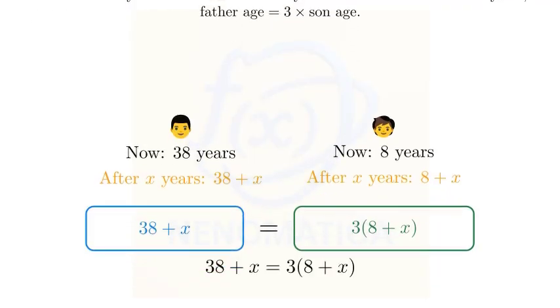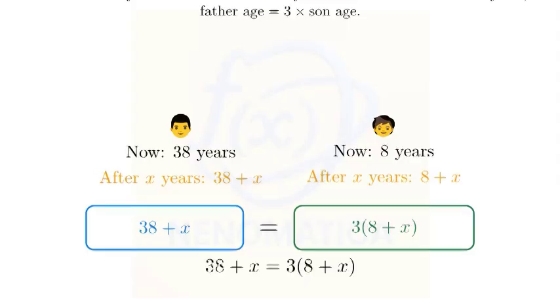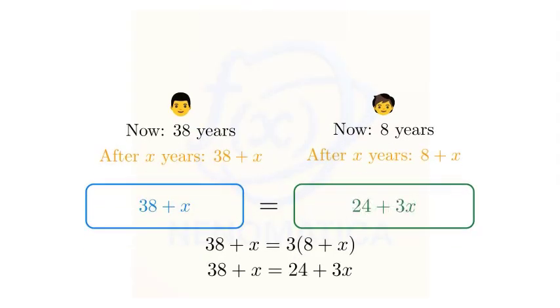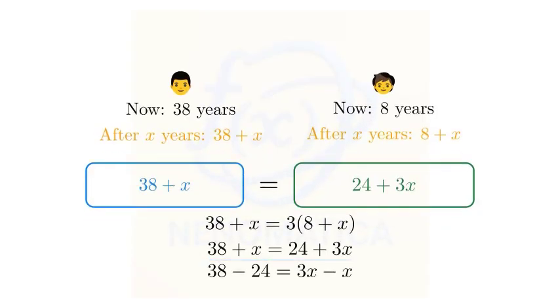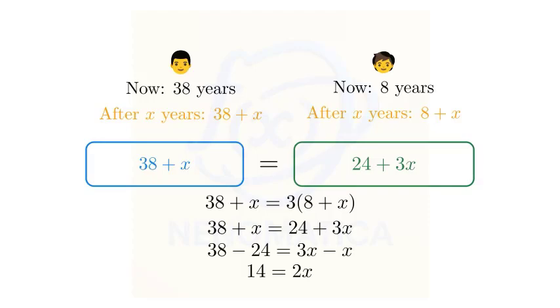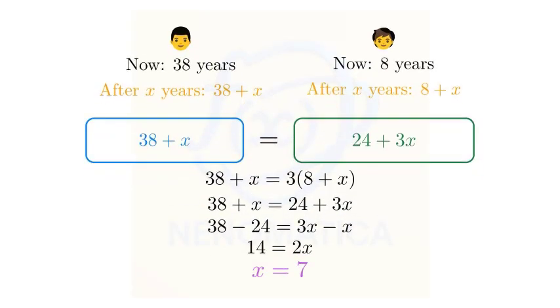We will now solve the equation. The equation is 38 plus x equals 3 times the quantity 8 plus x. First, distribute the 3. 3 times 8 is 24, and 3 times x is 3x. Next, move like terms to opposite sides. Subtract 24 from both sides, and subtract x from both sides. Simplify. 38 minus 24 is 14. 3x minus x is 2x. Finally, divide both sides by 2. We get x equals 7.